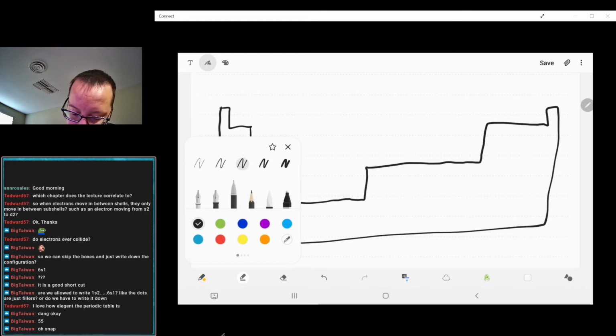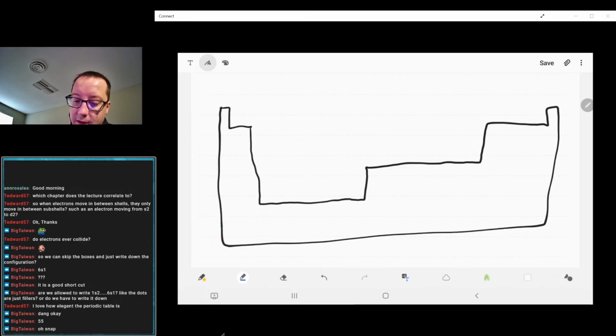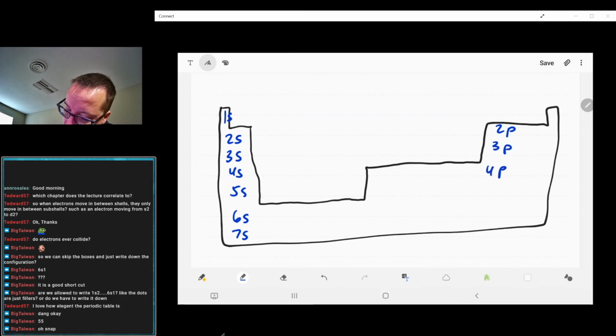So we're going to see that we can just label all of the subshells on our periodic table. 4p, 5p, 6p, 7p. All right, so notice that the S and P ones are exactly the same as the shell they're in. So 1, 2, 3, 4, 5, 6, 7.